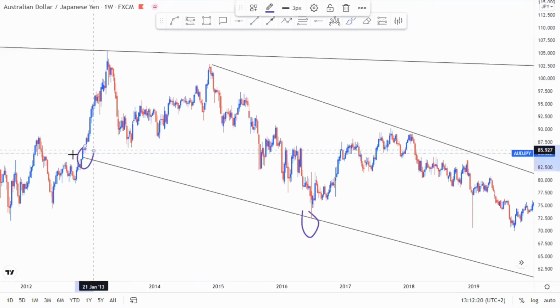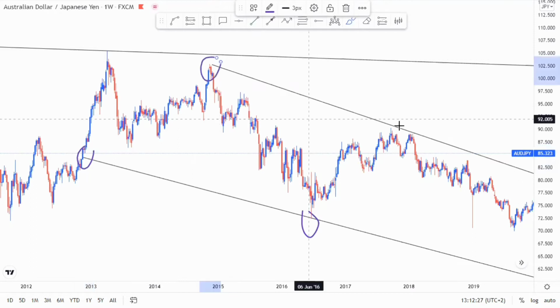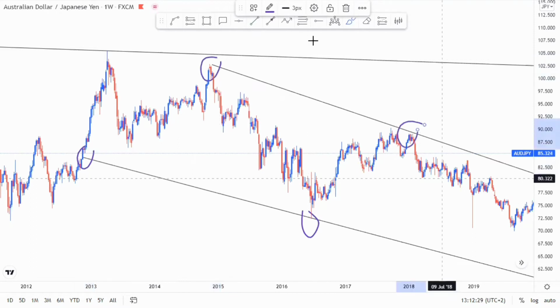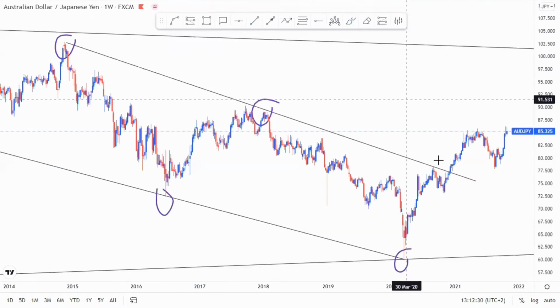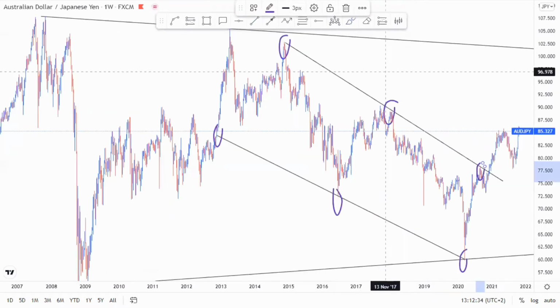As you guys can see, it's a red candlestick here, and on the opposite side, here's the first touch, there's a second touch, and there's a third touch. So this is indeed a valid pattern.